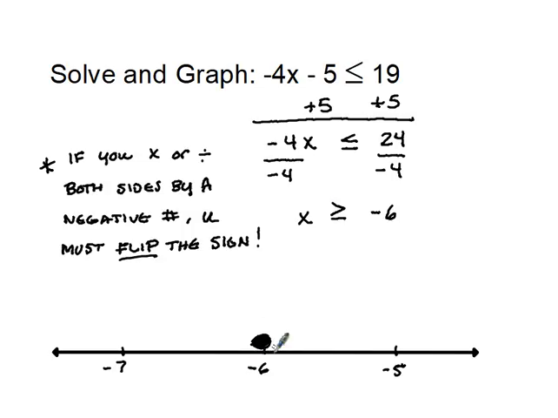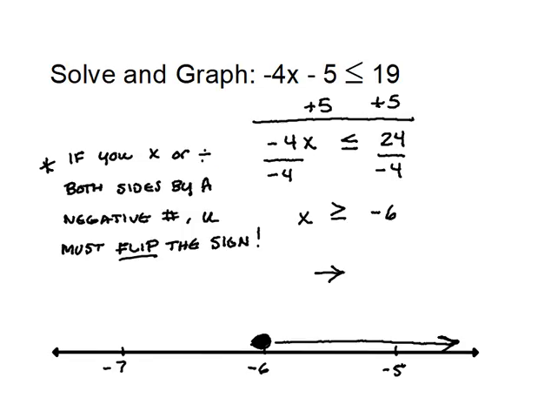And now, determining what side we shade, as you can see, our greater than sign looks like an arrow pointing to the right, so we're going to be shading everything to the right. So all of the solutions that are greater than or equal to -6 are the solution to this inequality.